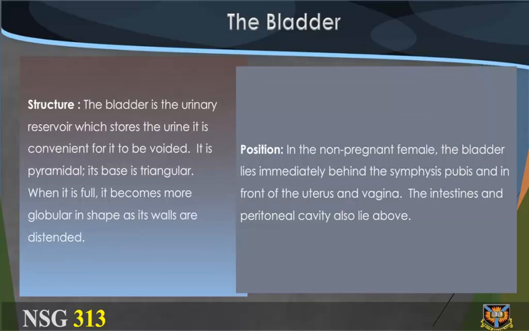The bladder. Structure. The bladder is the urinary reservoir which stores the urine until it is convenient for it to be voided. It is pyramidal. Its base is triangular when it is empty. It becomes more globular in shape as its walls are distended. Position. In the non-pregnant female, the bladder lies immediately behind the symphysis pubis and in front of the uterus and vagina. The intestine and peritoneal cavity also lie above.